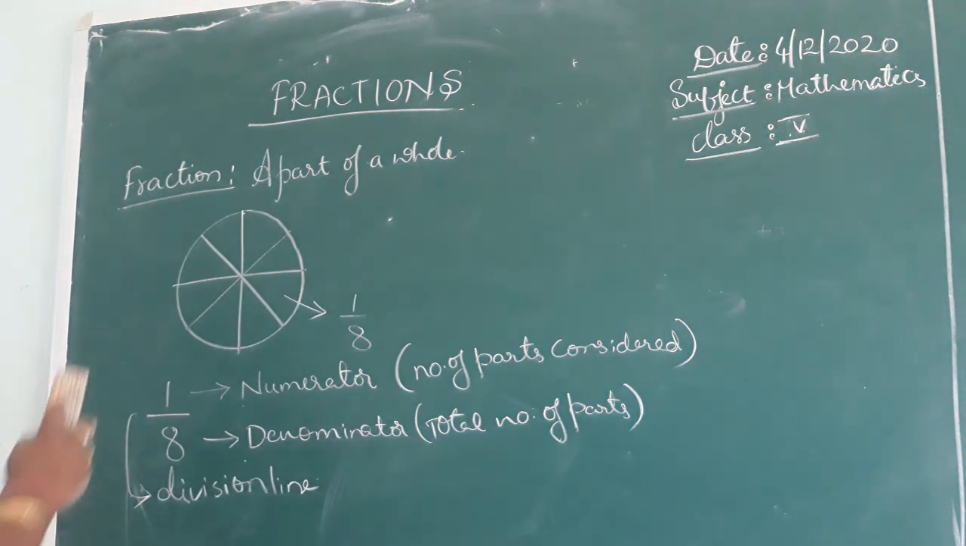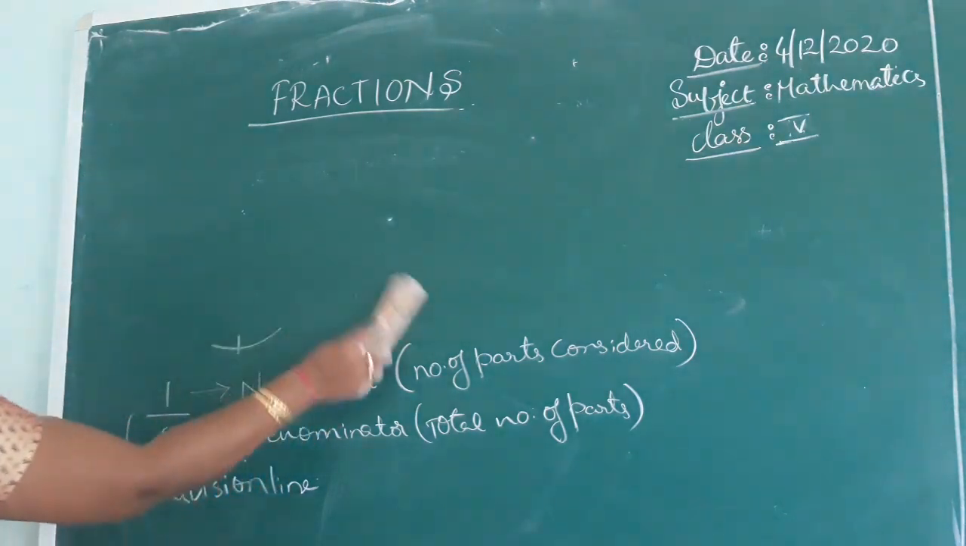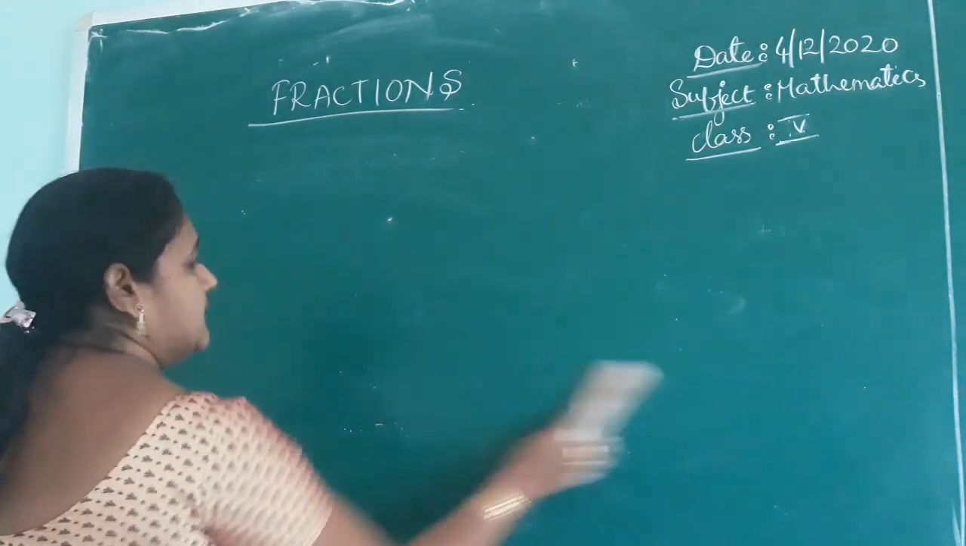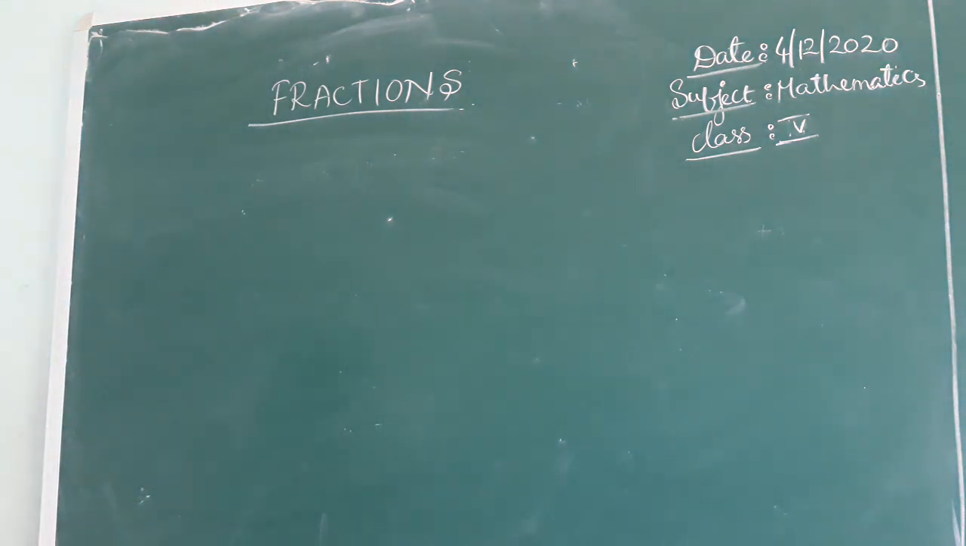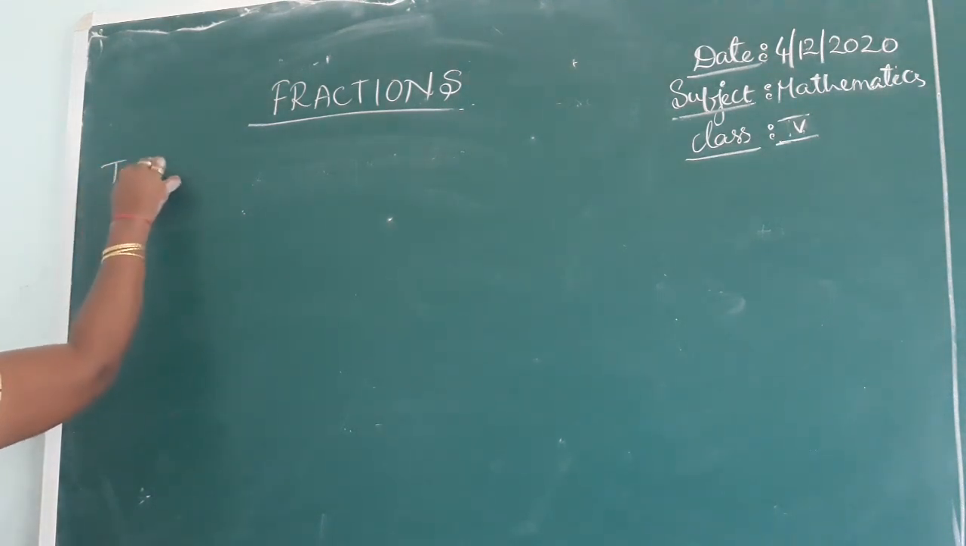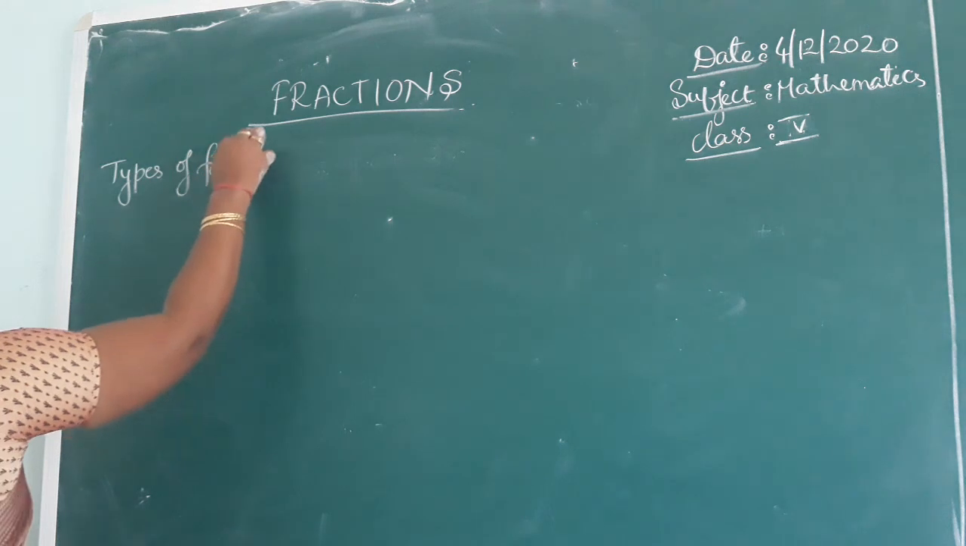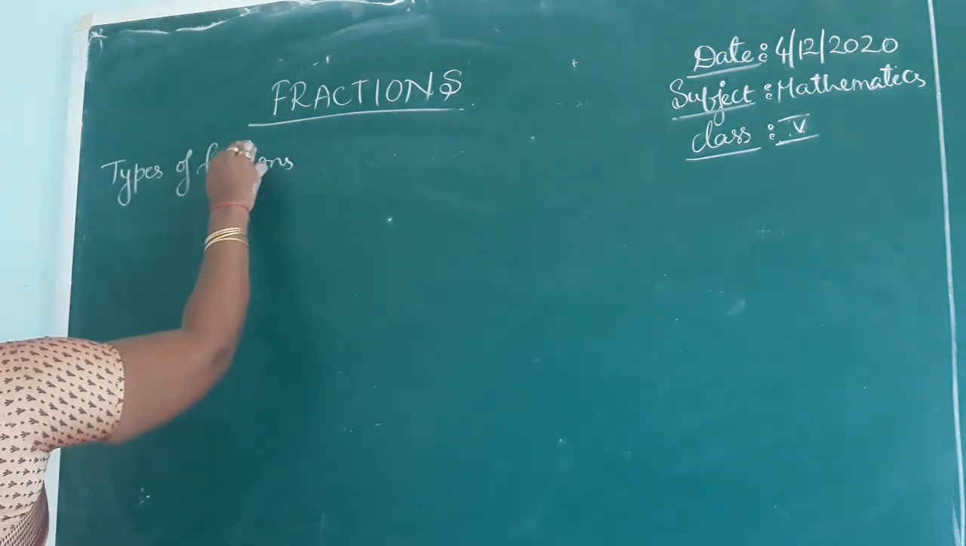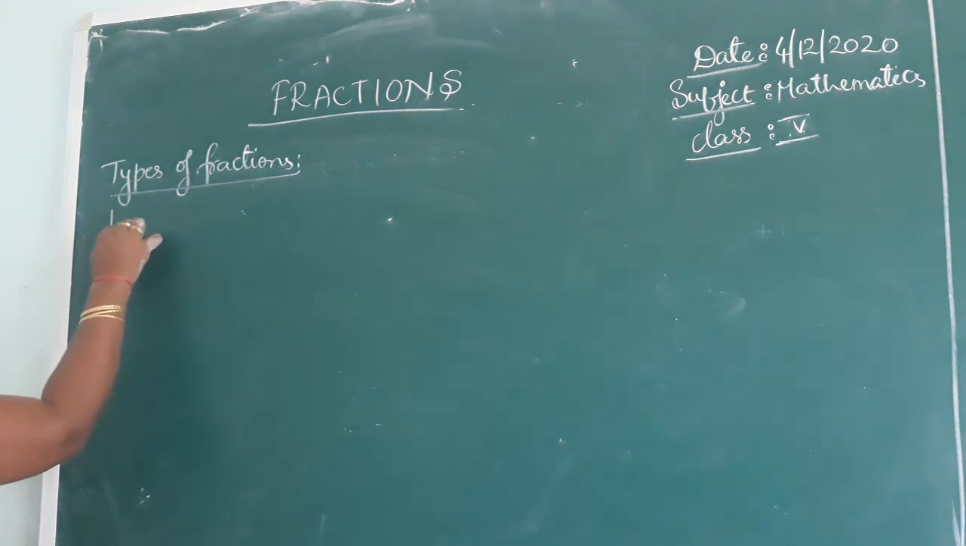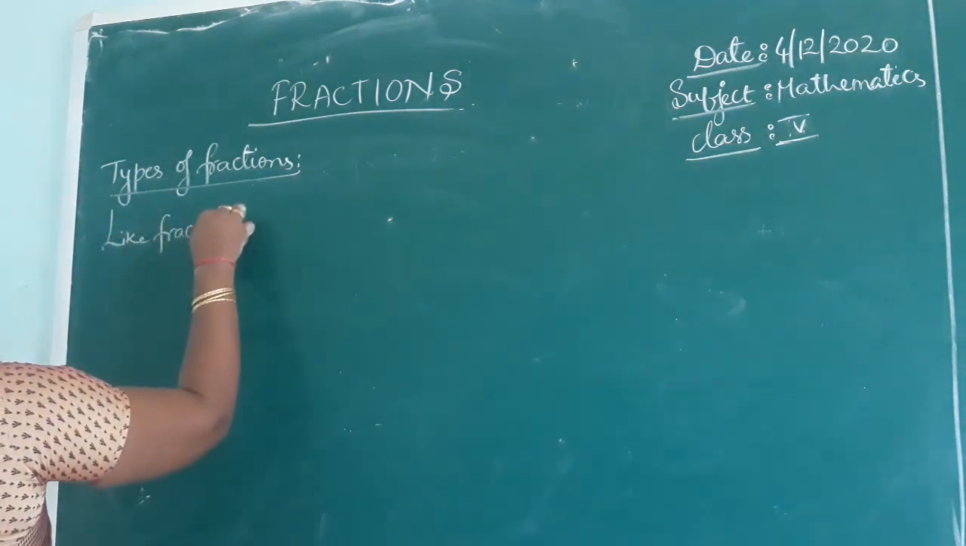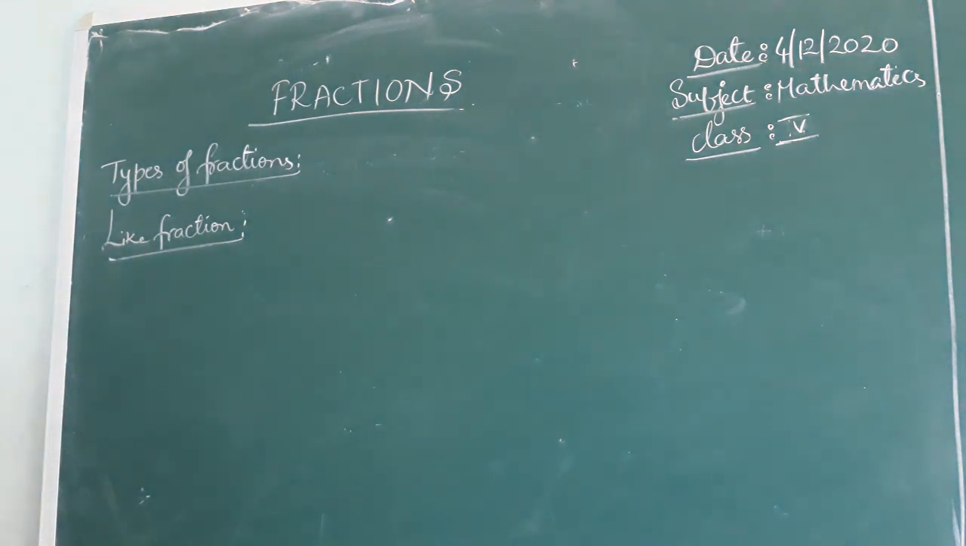Okay? Now we will discuss different types of fractions. What are the different types of fractions, children? First one, like fraction. There are so many types of fractions. Now in this class I am going to discuss like and unlike fractions, and in the next class we will go to the next level of fractions.